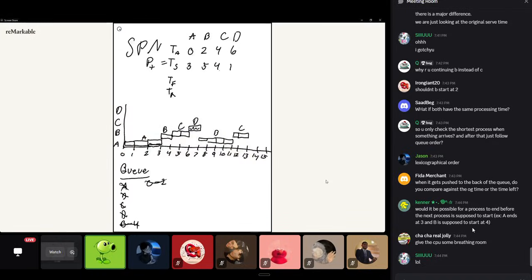So, all right, let's take a look at our final answer here. For A, TF is going to finish at 3. For B, our TF is going to finish at 11. For C, it's going to finish at 13. And for D, it's going to finish at 7. And of course, you can do the math. It's just TF minus TA for each one, and that's how you're going to get your R's.